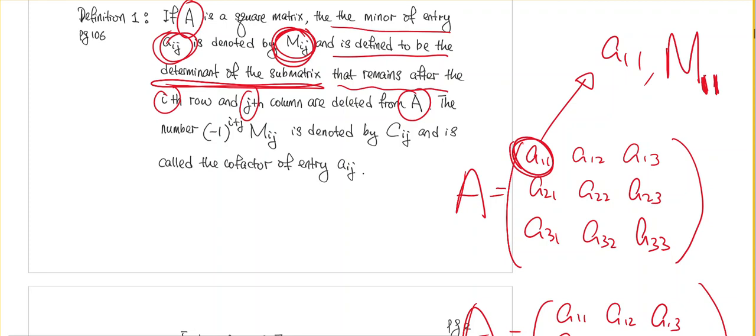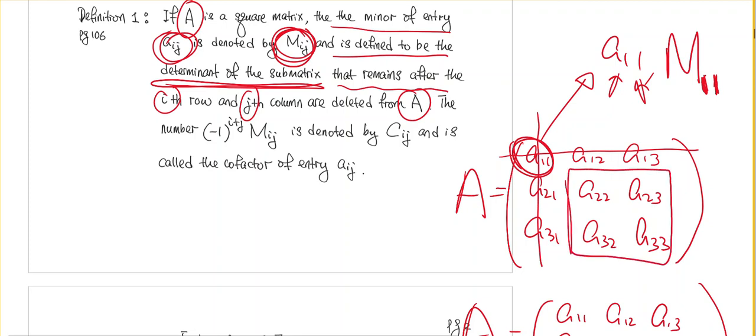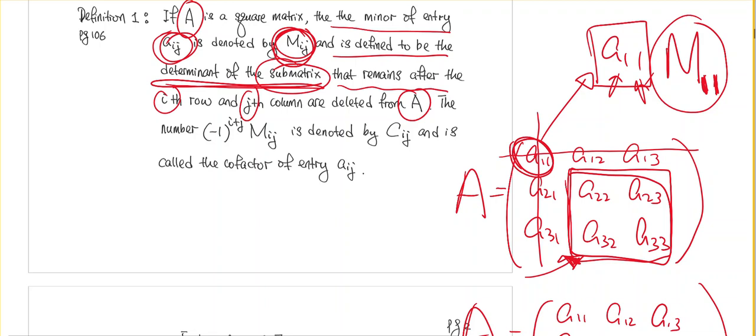What we do is that we take away the first row, we delete the first row, and then we delete the first column, and then you will have a smaller matrix, which we call a submatrix. If you compute the determinant of this smaller matrix and get the answer, that answer is called the minor corresponding to this entry A11.